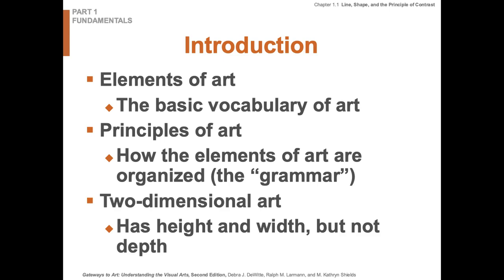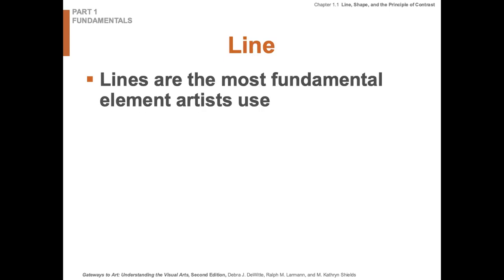The basic vocabulary of art is what the elements are. So you're knowing what the art is made up of. Principles of art are how they're organized. That's sort of the grammar. Two-dimensional art has width but not depth. Height, width, no depth. You want to be careful with some of these elements and principles. Some of them do not apply to three-dimensional work. Some are only for two-dimensional work. Some things are just for 3D. So you want to watch that.